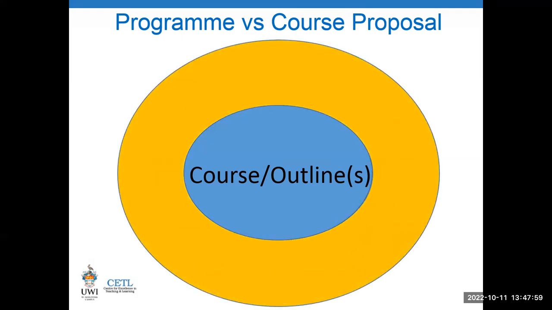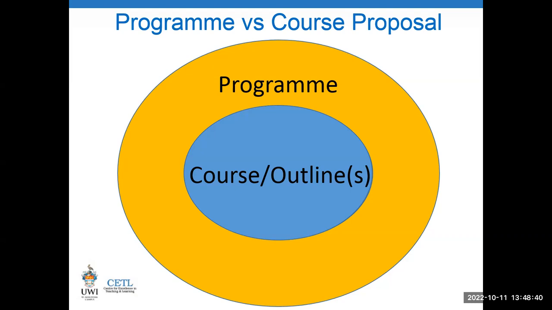But then on the larger scale of things, the more macro scale, you have a program proposal. A program proposal may be, let's say, a brand new or an amended or updated bachelor's degree program, or a graduate diploma, or an MSc, MA, MEd, or what have you. In that case, it becomes a larger scale, and the course outlines are a part of the program proposal, because a program comprises many different courses. So it's on a grander scale.